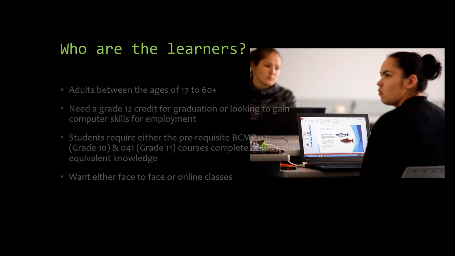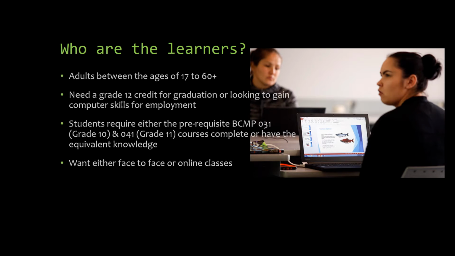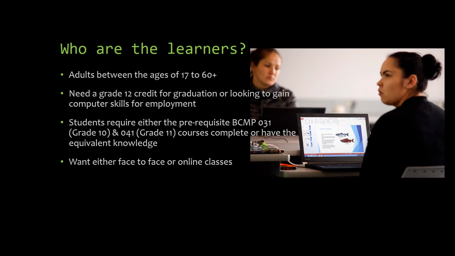All of the learners who take my course are adults between the ages of 17 and 60 plus, although the learners who choose online are typically on the younger end of that range. Some have never finished grade 12 and they're taking my course as a credit towards their grade 12 graduation. Others are adults who are working or want to start working and need to either upgrade or gain some computer skills. Students require either the two lower level courses, which is the BComp 031 Intermediate Grade 10 or the BComp 041 Advanced Grade 11 courses, or they can enroll if they have the equivalent knowledge.